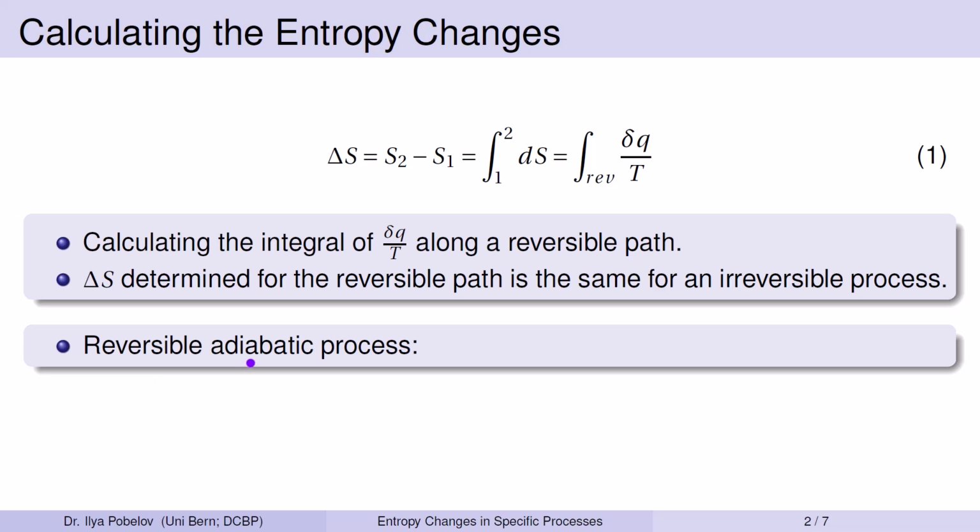During any reversible adiabatic process, there is no heat transfer between the system and its surroundings. This results in a zero entropy change for that process.